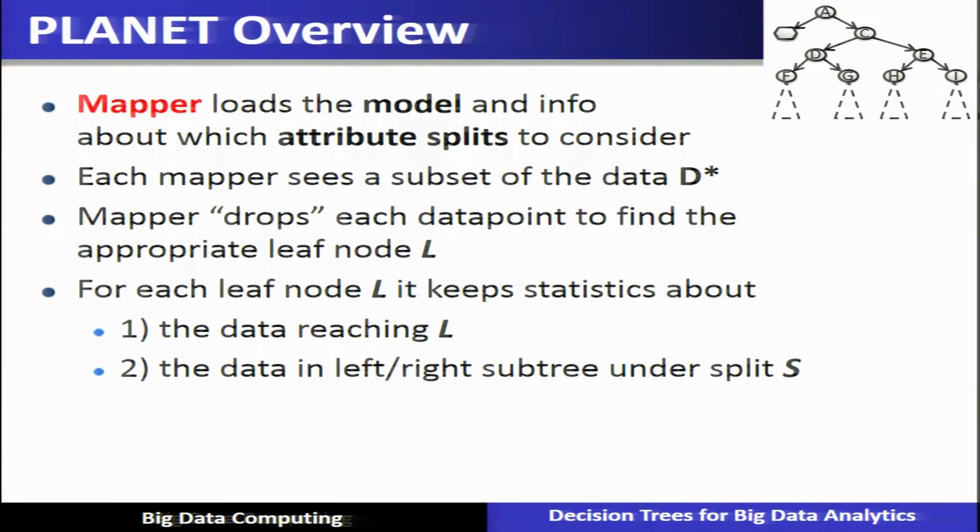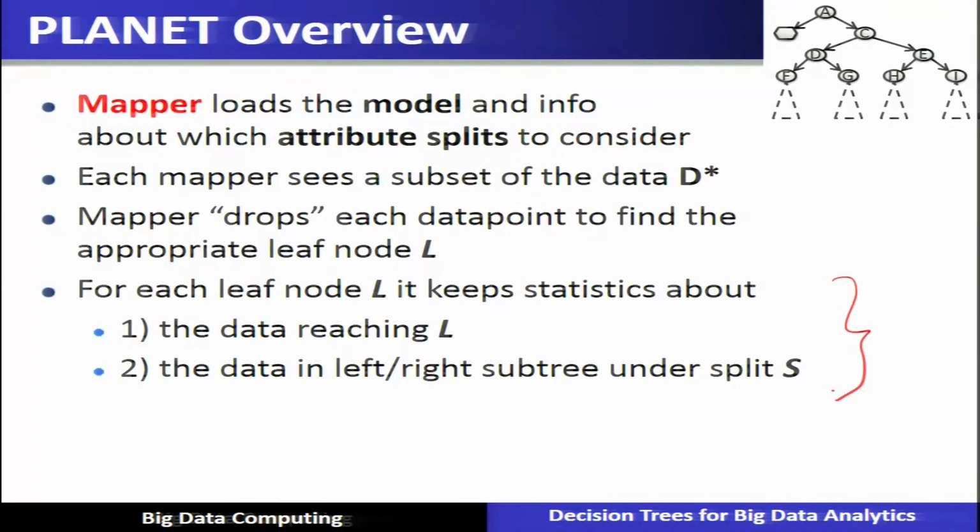So here the mapper loads the model and information about the attribute splits to consider. Each mapper sees a subset of the data D star, and the mapper drops each data point to find the appropriate leaf node L, and for each node L it keeps the statistics about the data reaching L and the data in the left and right subtree under the split S.